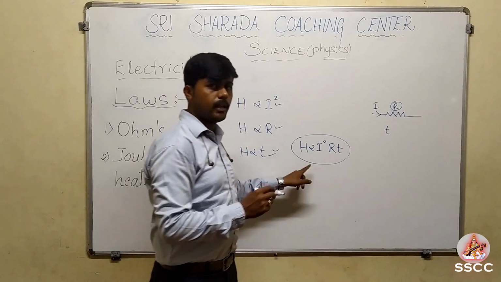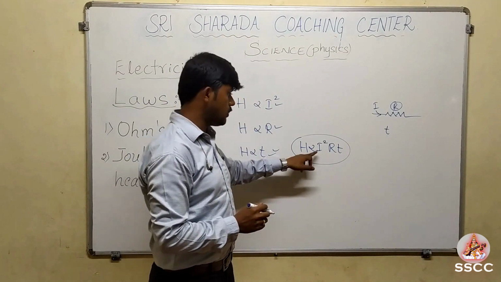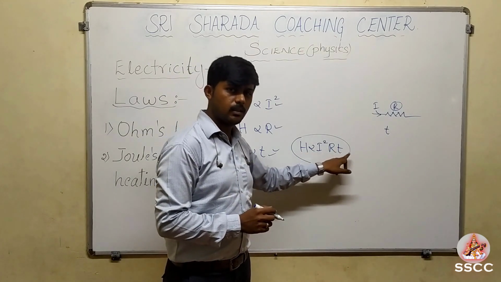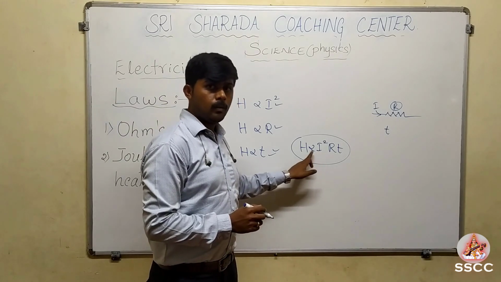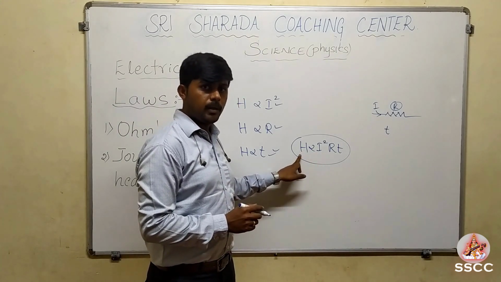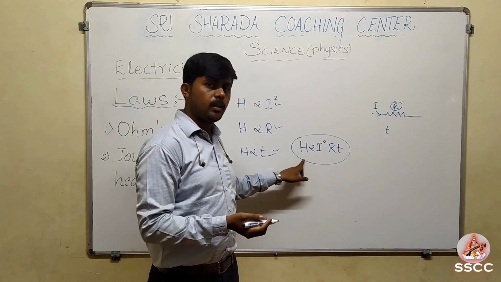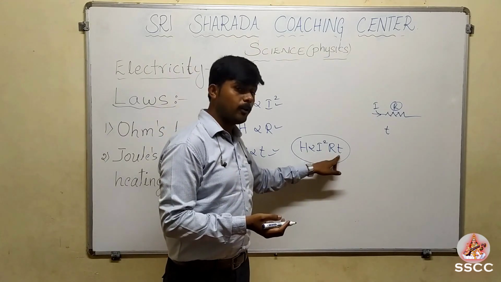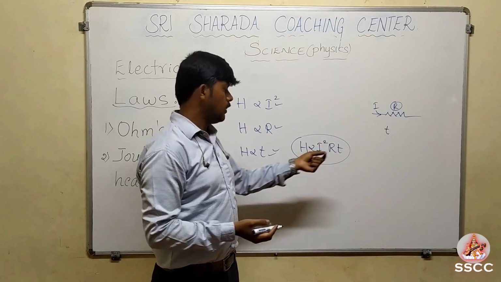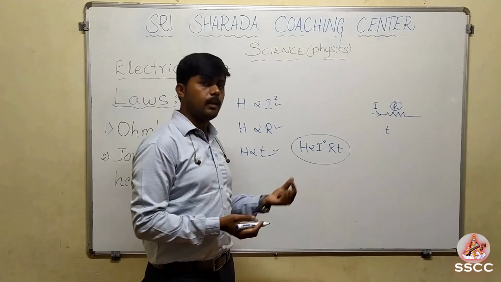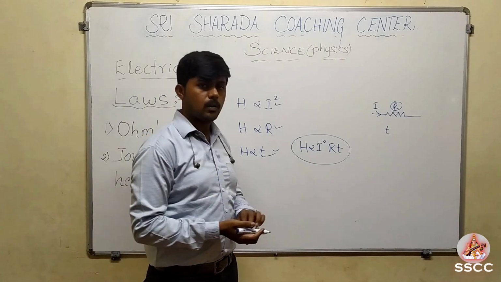H is directly proportional to I square R t. I square means the square of the electric current, resistance and time. All are directly proportional. If you increase the current, the heat in that material will increase. If you increase the resistance, the heat in that material again will increase. If we increase the time for which the current is given, in that time also the heat will increase in that material. This is Joule's law of heating.